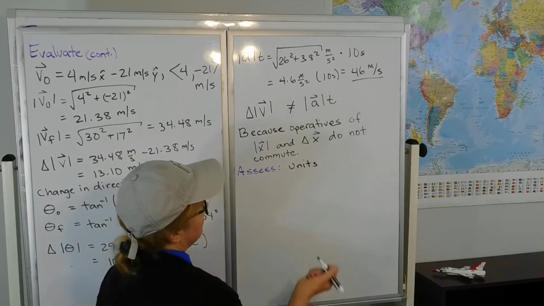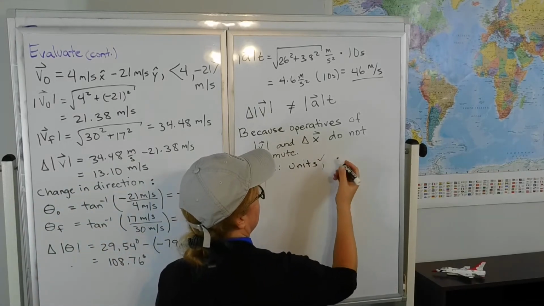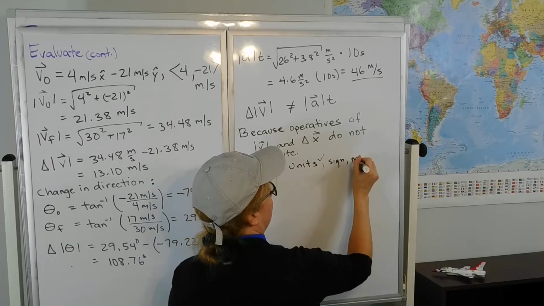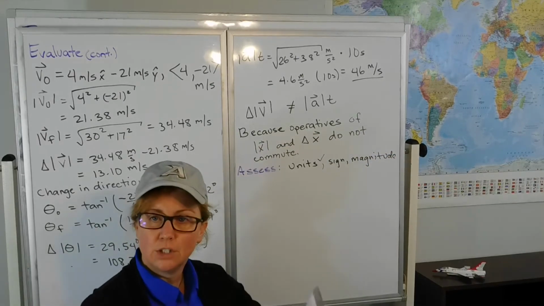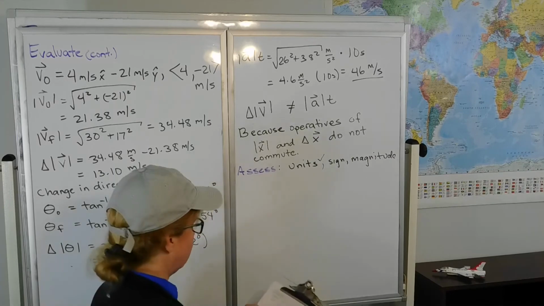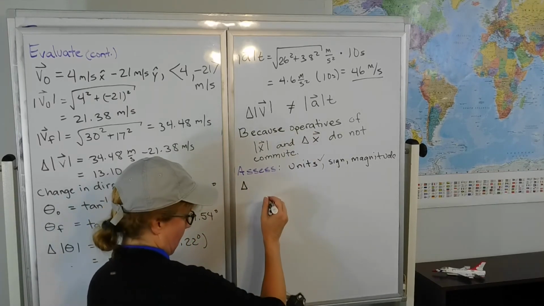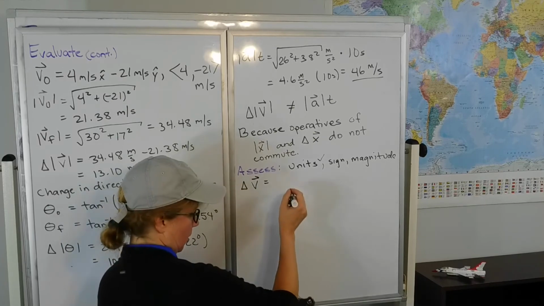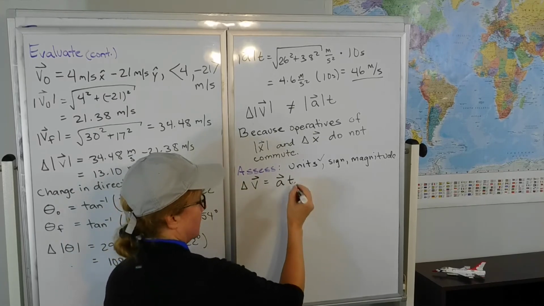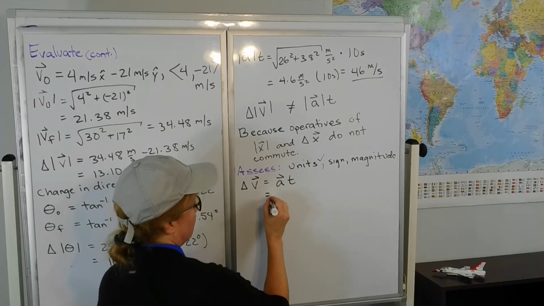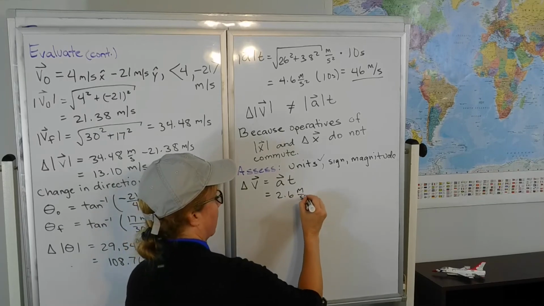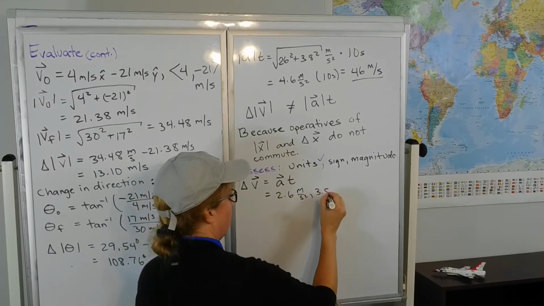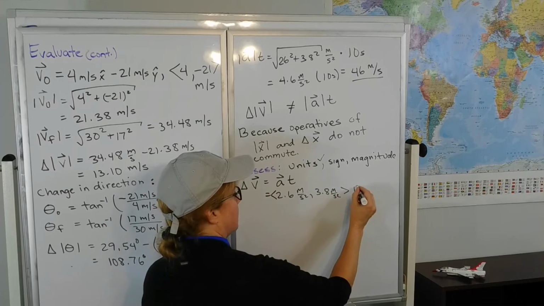Okay, what about the sign and the magnitude now? So units, check. We can take advantage of the kinematic equations and just move them around a little bit and check our calculations that way. So the change in velocity in vector form is equal to the acceleration vector times time. And so we have the acceleration vector given to us, which was 2.6 meters per second squared, and the y component was 3.8 meters per second squared. That's our vector. Times time, which was 10 seconds.